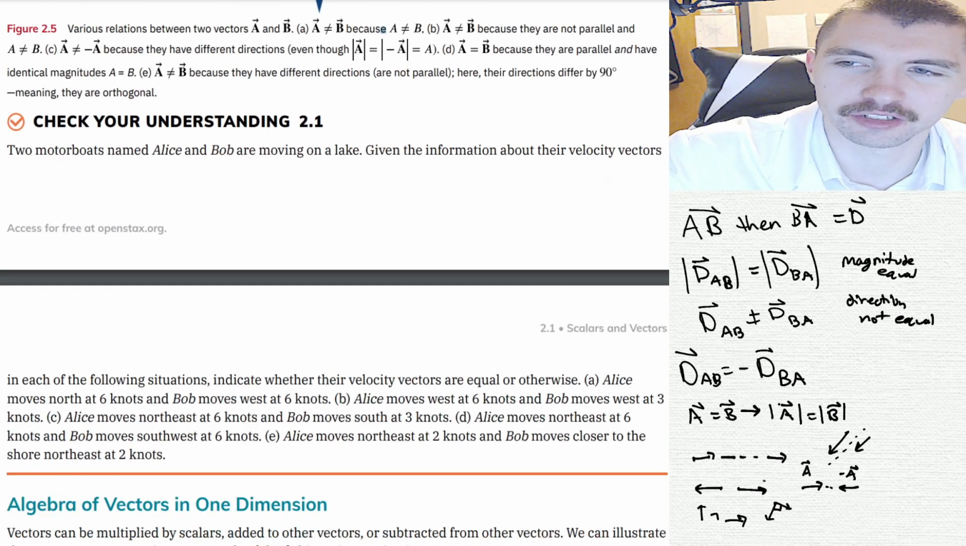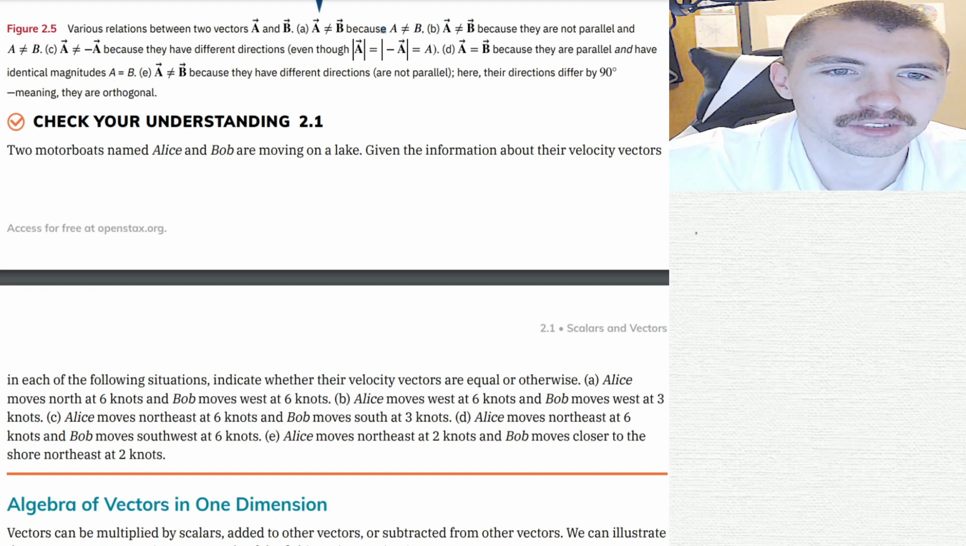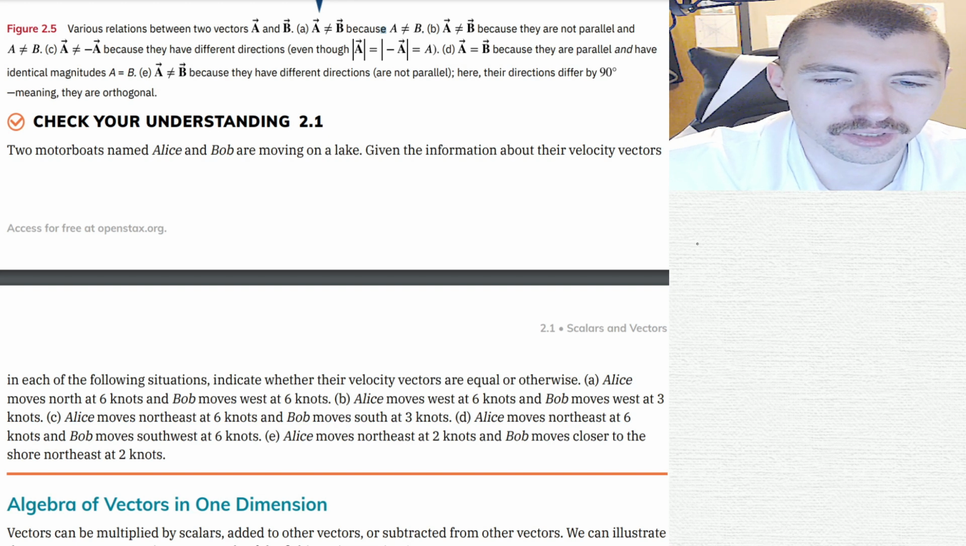So yeah, let's check our understanding. So Alice and Bob, given the information about their velocity vectors, use the following to indicate whether their velocity vectors are equal or not. So say A is Alice's velocity vector, and A moves 6 north.